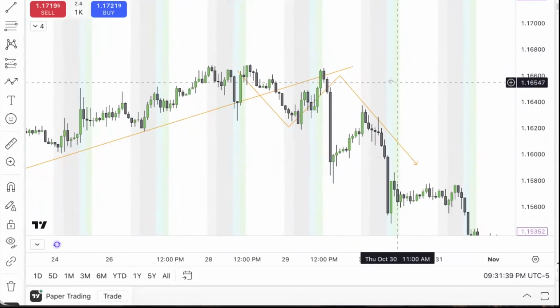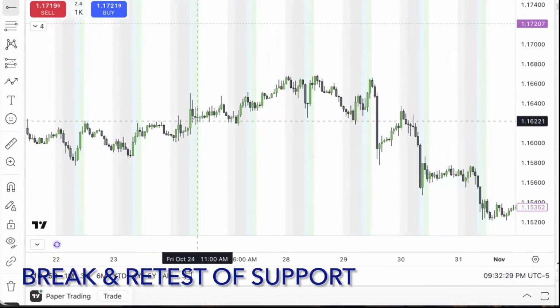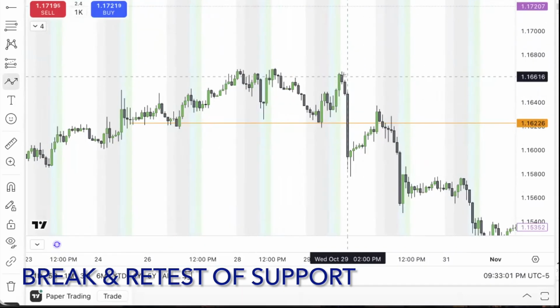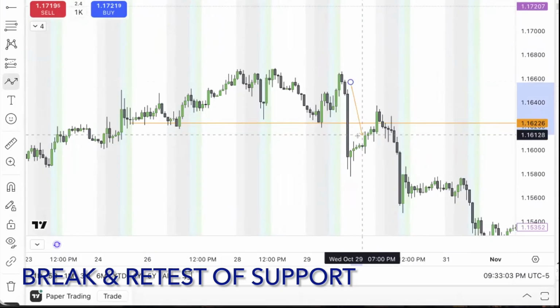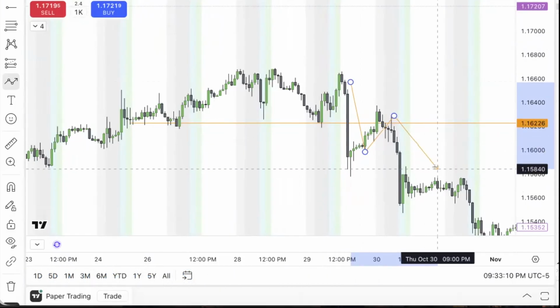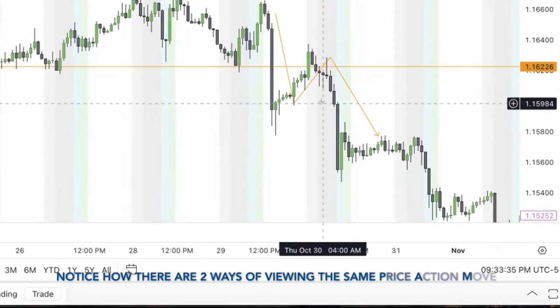There's also a strategy that involves the break and retest of support and resistance. We can see price touch down here and here, here, and here. We'll use our path tool to follow price action. We can see that price began here and broke through our area of support, retested the zone, and continued downward. All right. And I would say the best 3-bar reversal occurred here.